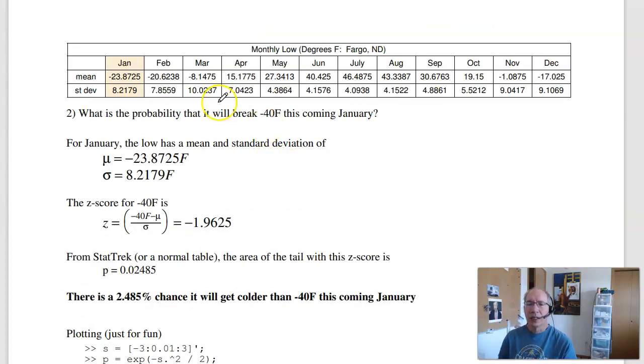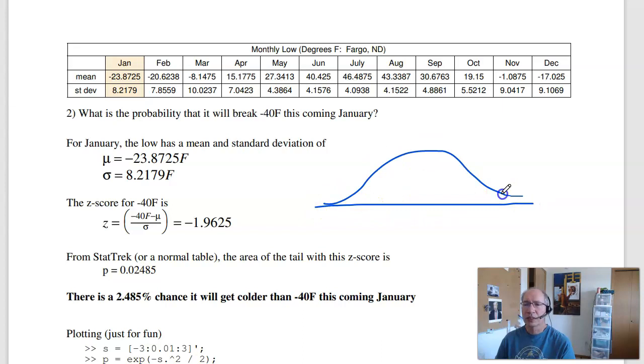Problem 2. If I look at January, here's the mean, standard deviation. What's the chance it's going to get colder than minus 40? So what I do is I take the mean, I've got minus 40. How far is minus 40 from the mean in standard deviations? That's your z-score. So take the difference over the standard deviation, I get minus 1.96 standard deviations. Using StatTrack or normal table, 1.96 standard deviations corresponds to a tail of 2.485%. So there's a 2.485% chance it'll be colder than minus 40 degrees Fahrenheit.